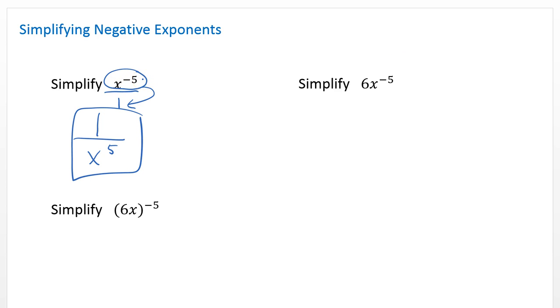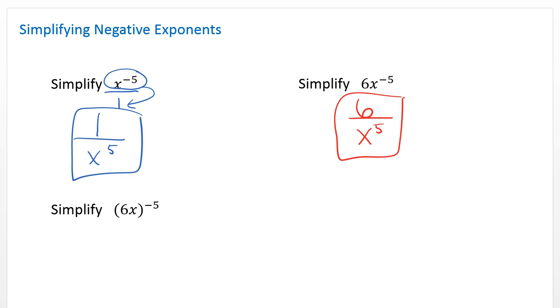So look over here to the right, I've got another one. Now notice again, I've got still x to the negative 5. Okay, now the 6 is not raised to the negative 5 power. Why? Because there's no parentheses there. So what happens here is the x to the negative 5 comes to the denominator. The 6 remains in the numerator. And then that is completely simplified.